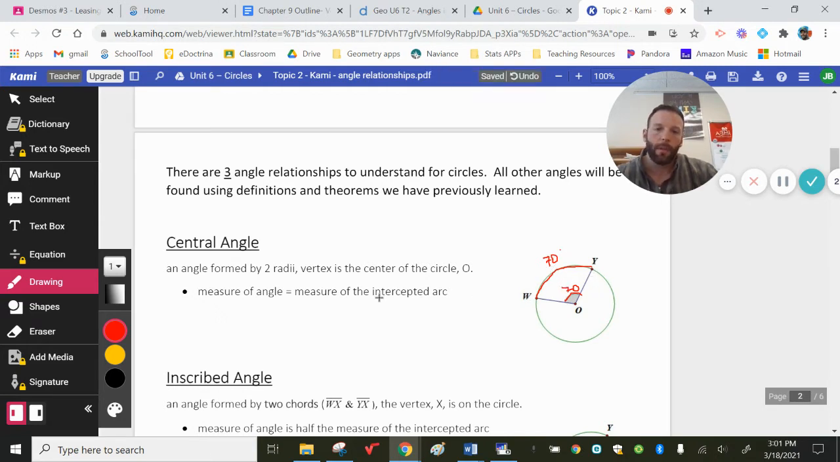So there's the first one. A central angle is when the measure of the angle is equal to the arc, and we can tell because the vertex of the angle is the center of the circle.